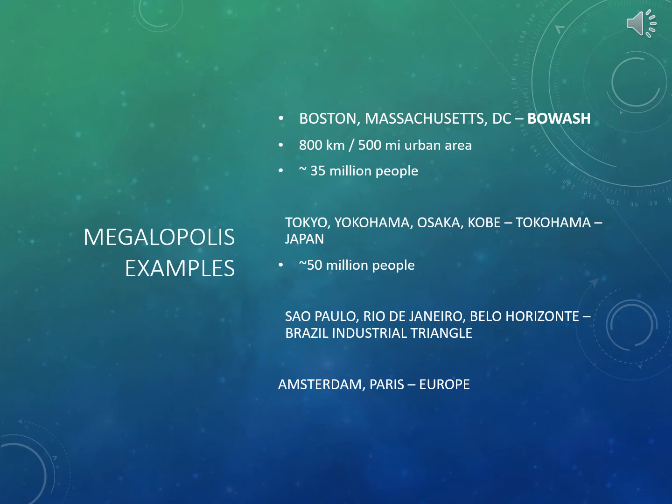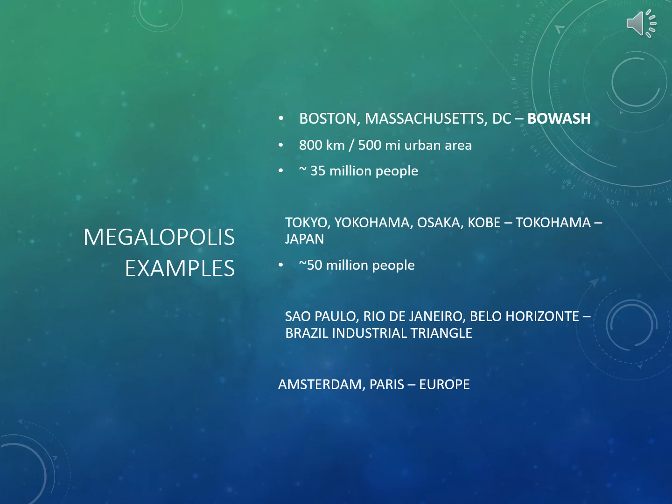Megalopolises have large impacts on the way that land is used and the way that our fossil fuels are used because of transportation. One of the major examples in the United States is what's called BOWASH, which is the corridor along Interstate 95 between Washington, D.C. and Boston, Massachusetts. It's about 800 kilometers of urban areas, and it has over 35 million people within that area.